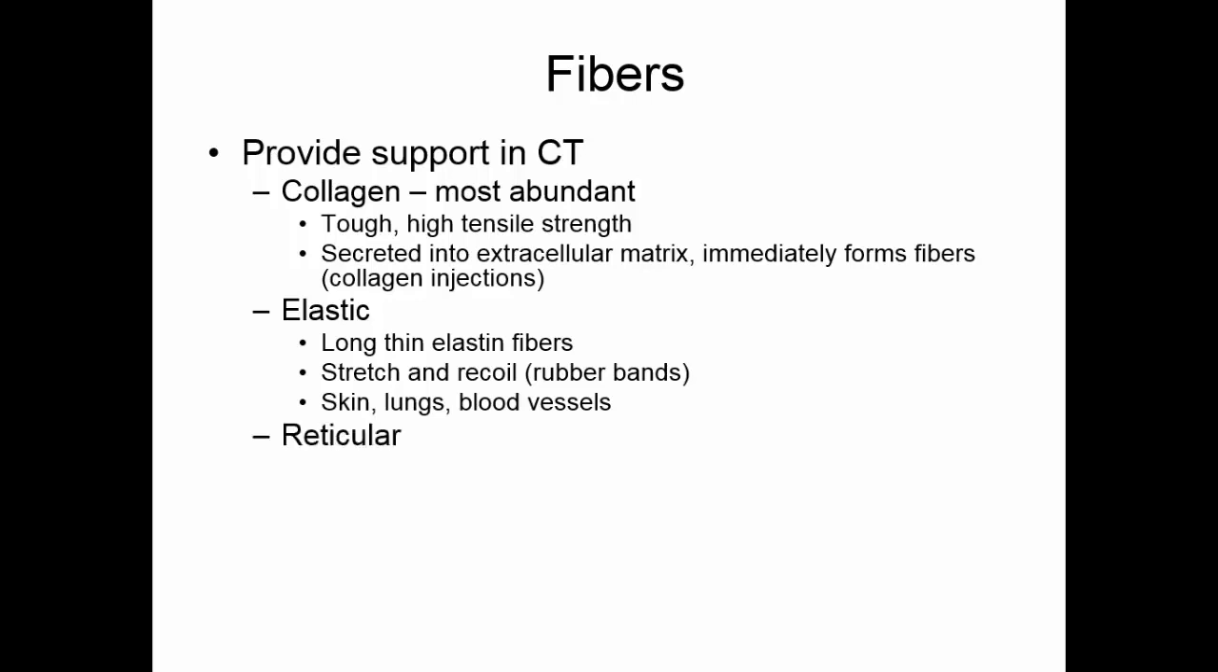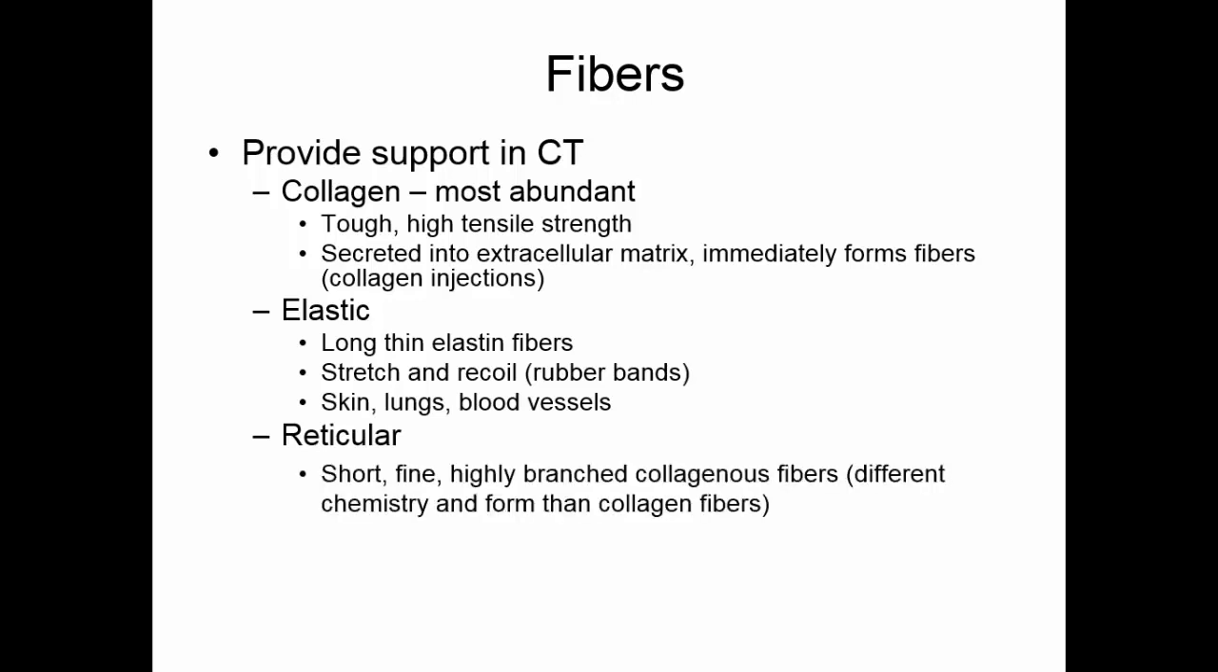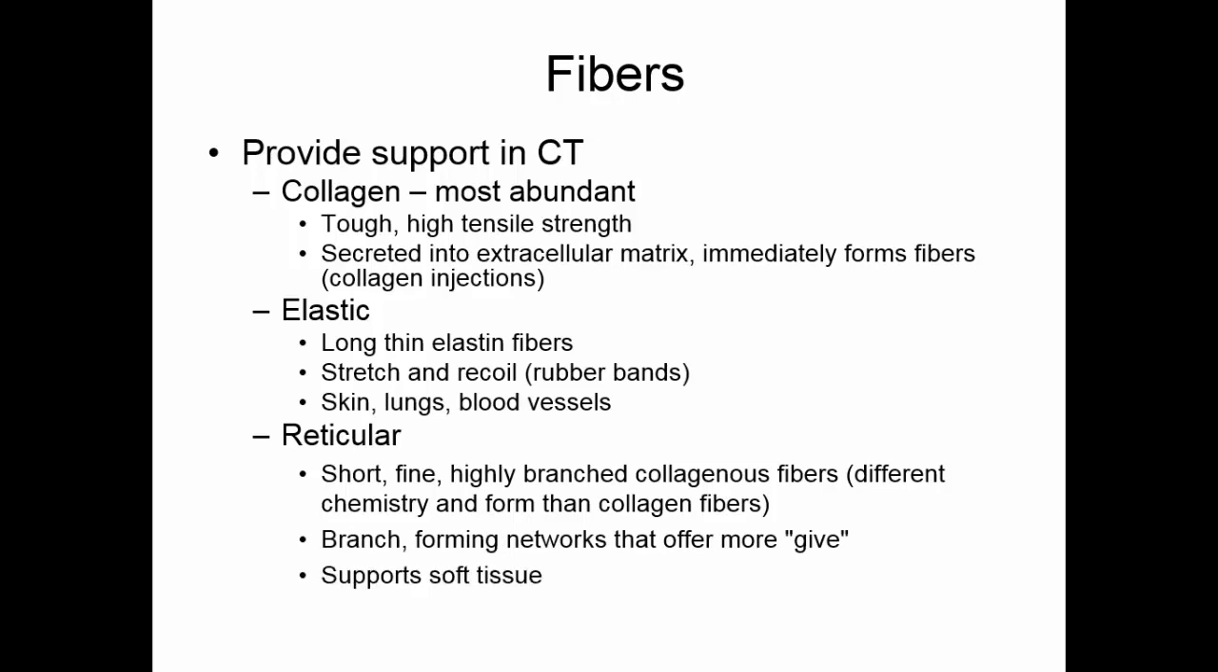And then the third type of fiber is a reticular fiber. This is a shorter fiber, very fine, and has a lot of branching to it. It's made of the same material as collagen, but with a little different chemistry behind it. So it's not quite collagen, but it's like collagen. These fibers branch and form networks. They offer more give, and they help support soft tissues.